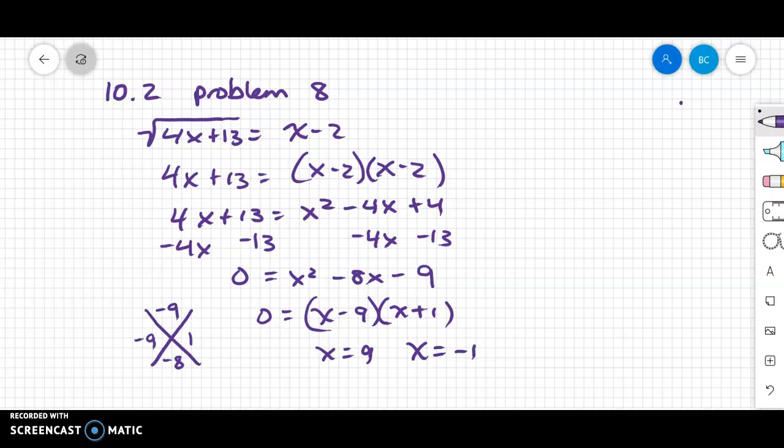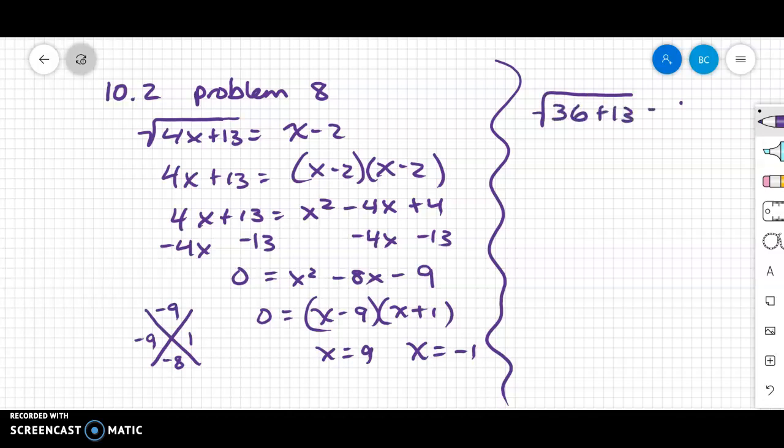And again, because of the possibility of extraneous solutions when I'm solving these equations, I definitely want to check them. So I'm going to go back to the original equation, and I'm going to plug in 9 for x. So 4 times 9 is 36 plus 13, and that's going to equal 9 minus 2. So 36 plus 13 is 49, the square root of 49 is 7, and that does equal 7, so that one is good.